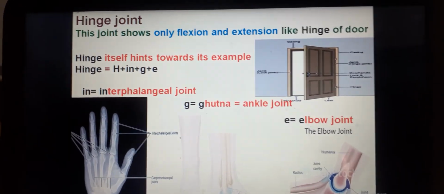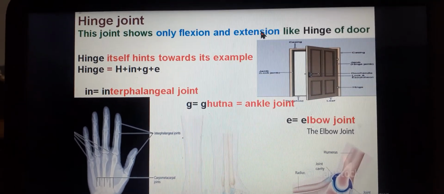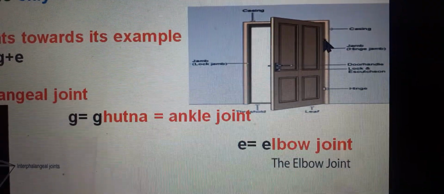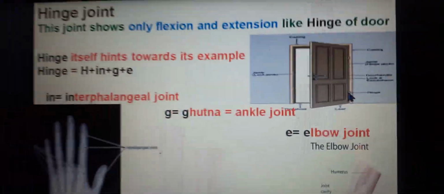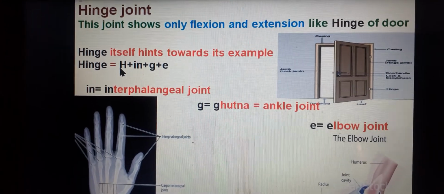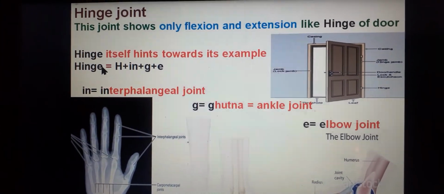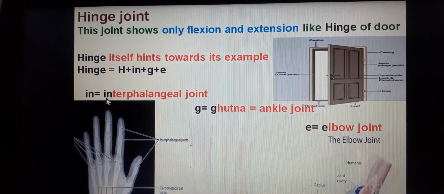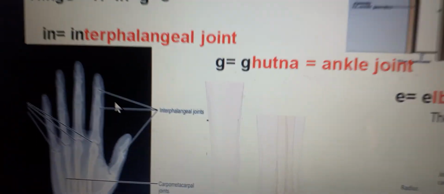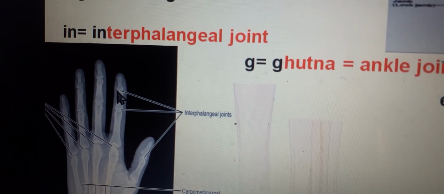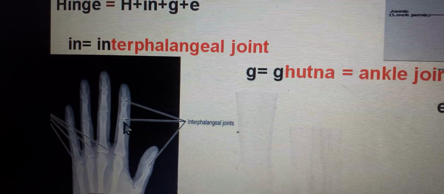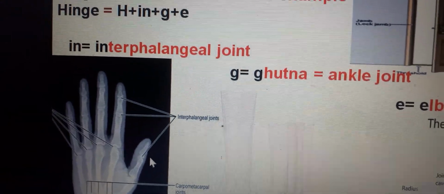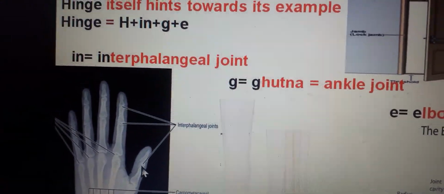Coming to hinge joint, it only shows flexion and extension like the hinge of a door. This is the hinge of a door, due to which only flexion and extension is possible. And hinge itself hints to us the examples: H plus IN plus G plus E. IN is interphalangeal joint, in between the phalanges. This is the proximal interphalangeal joint and this is the distal interphalangeal joint. And in the thumb there is only one interphalangeal joint.